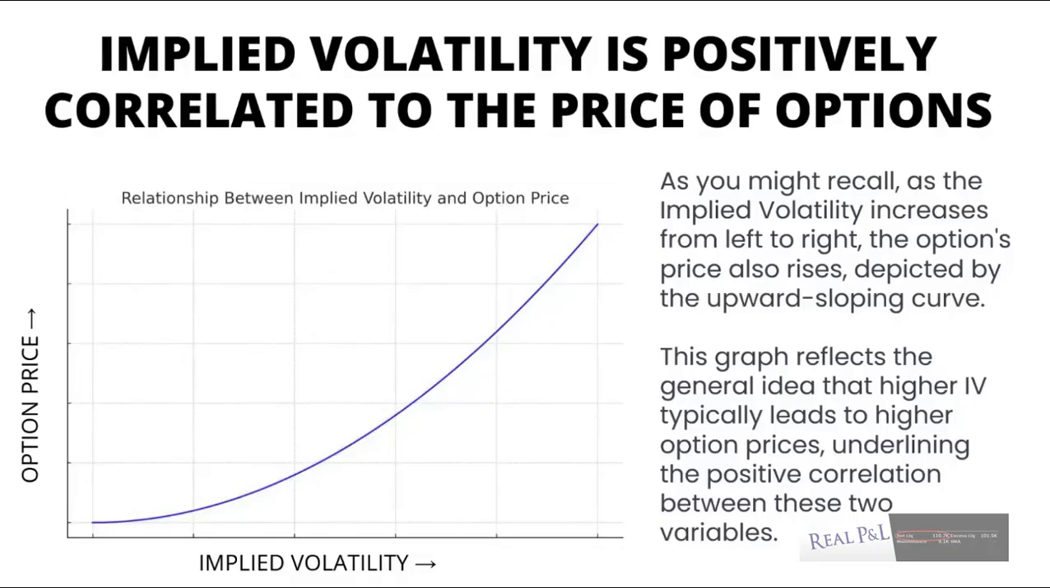Implied volatility is positively correlated to the price of options. It's important to remember that this chart is a simplified representation. In real market scenarios, the relationship between IV and options price is influenced by other factors, such as the underlying asset's price movements, time decay, and interest rates.